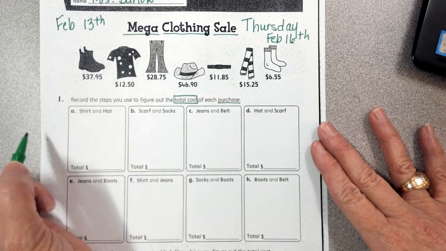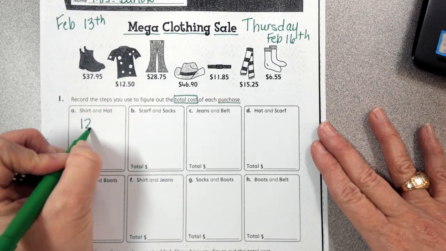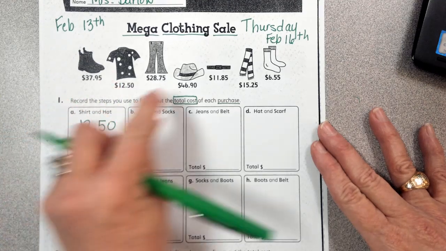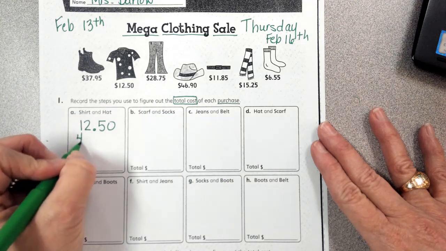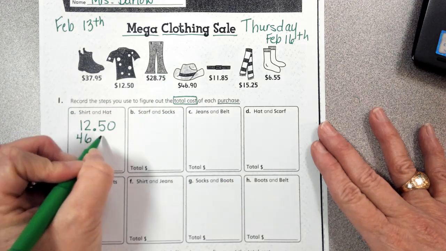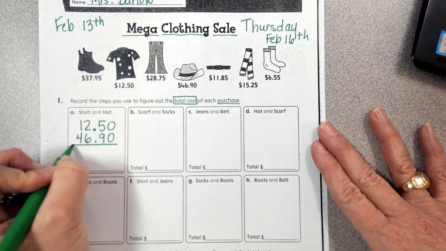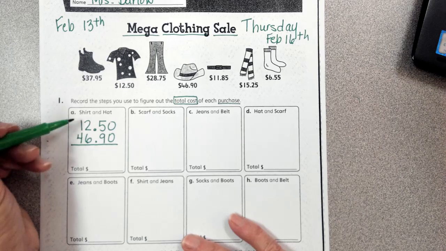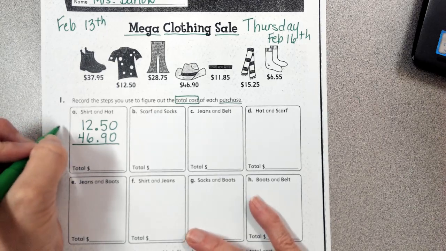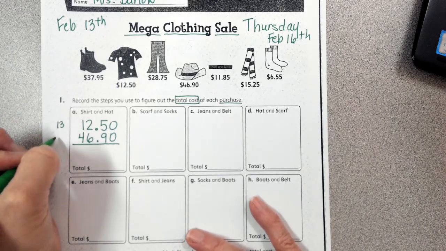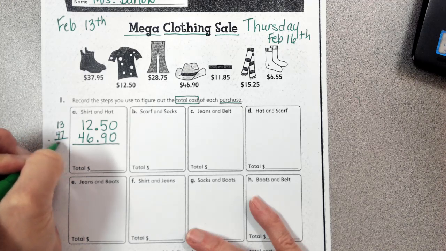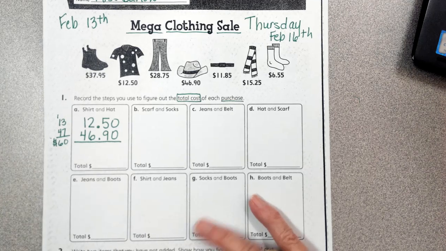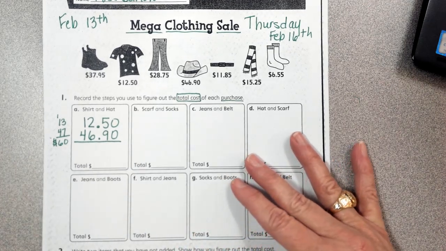So when I go to pull out the shirt, I see that I have $12.50 for the shirt. And if I buy a hat, my hat's kind of expensive. It's $46.90. If I do a quick estimate, quickly I'm thinking, well, this is about 13 and this is about 47, and so together that's going to give me about $60. So my quick estimate says that this information will be close to 60.